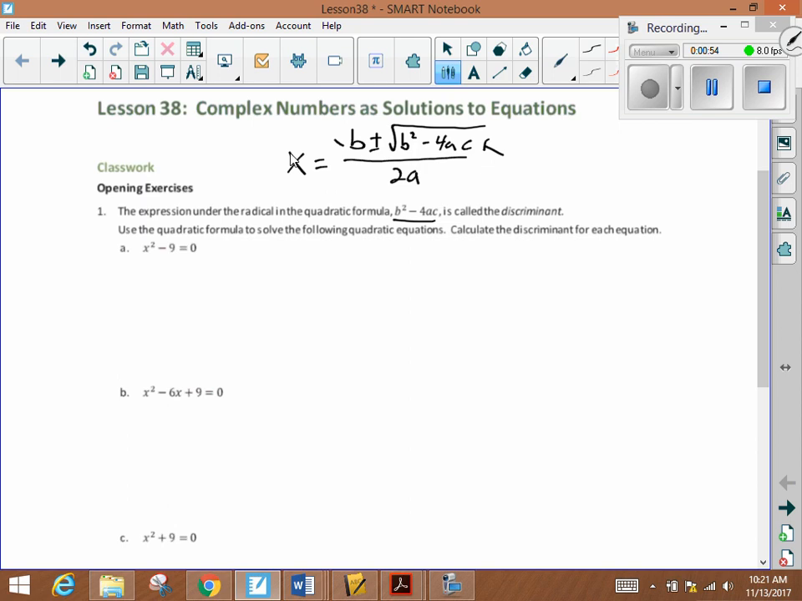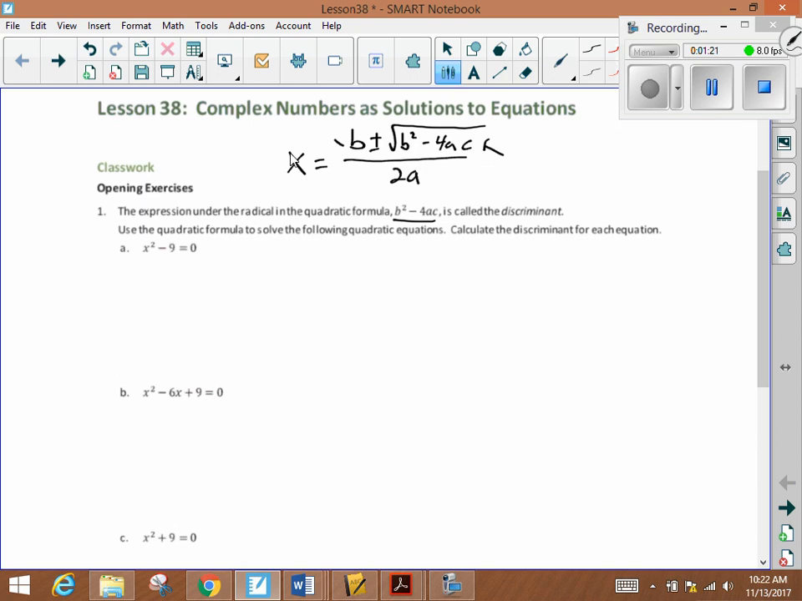So we're going to go through this. We're going to actually use the quadratic formula with each of these, even though not all of them are necessary to do that with. We'll figure out the solution, and I'll point out what the discriminant is each time, okay?